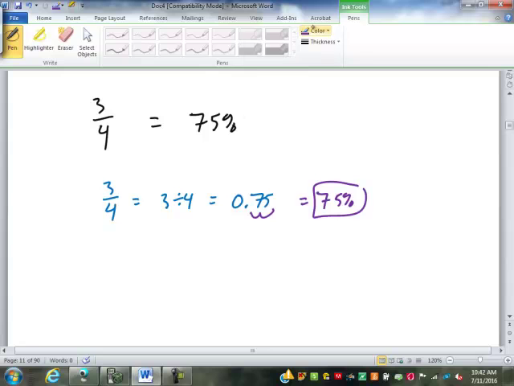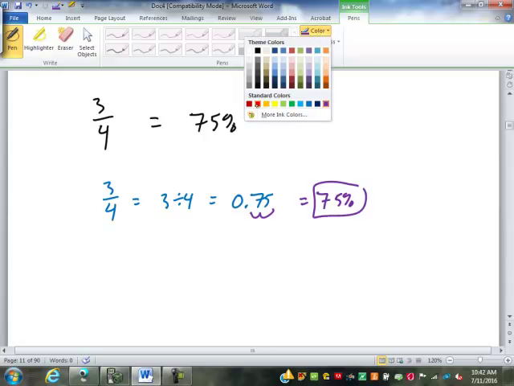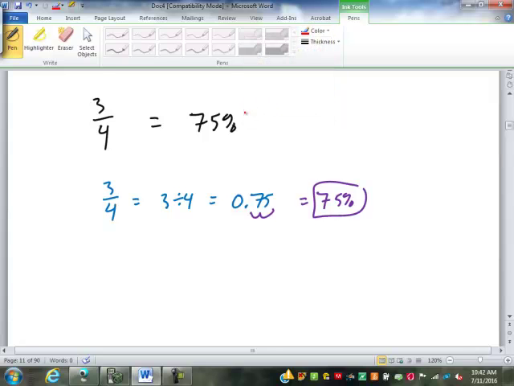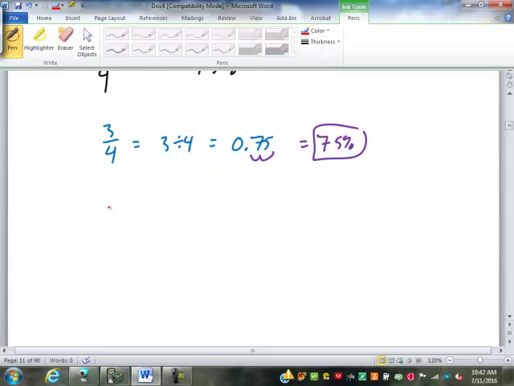That works, but it goes through a couple of different processes. You have to divide it out to make a decimal, then move the decimal point. Another way you could do this is to look at our proportions that we did a little bit before.